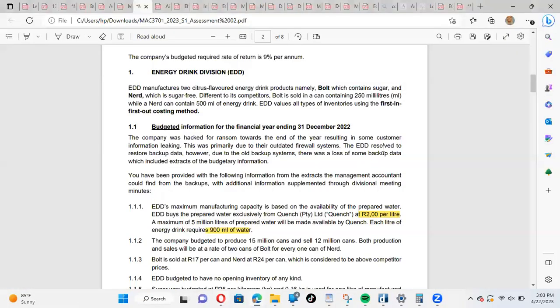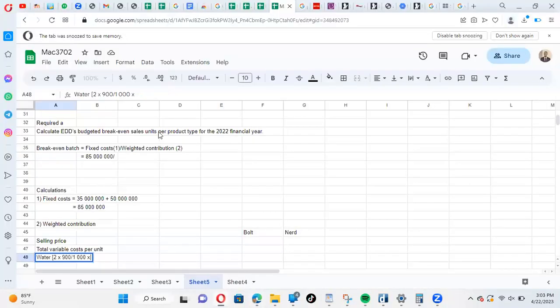So it will be 250 liters divided by 1,000. Yes, it's 0.25. Sorry, 0.25. So we multiply that by 0.25. What about the other one? It will be the same formula multiplied by 0.5. Perfect. So are we clear on this one?